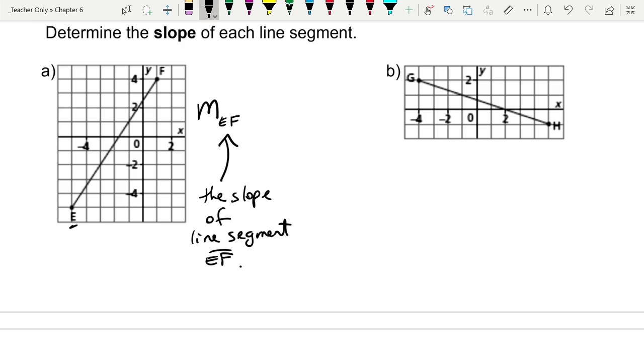Technically, EF is not a line, it's a line segment. Line implies that it goes forever. That thing clearly begins at E and ends at F. All right, first of all, do you expect this slope to be positive or negative? Look back at the rule. It's going up when I go left to right, so it's positive.